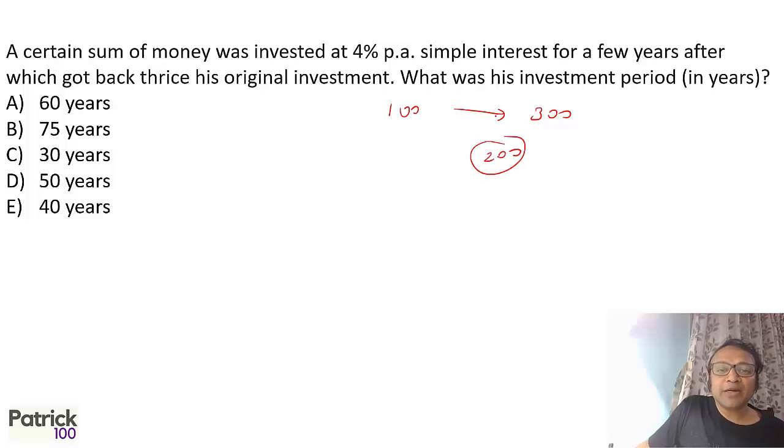Now 4% per annum interest means you're getting 4 interest for 1 year. So if you want 200 interest, how many years? You're getting 4% of 100, which is 4 rupees for 1 year. But I want total 200 interest. So 200 how many years? So 200 upon 4 into 1 upon 4, which will give you 50 years. So you guess 50 years is the answer. D option.